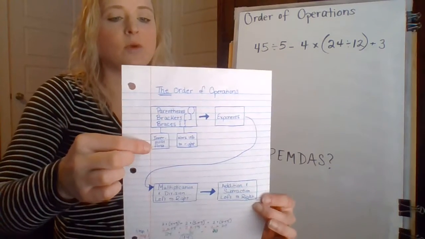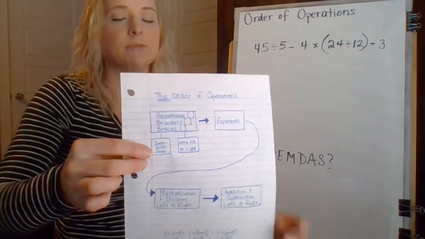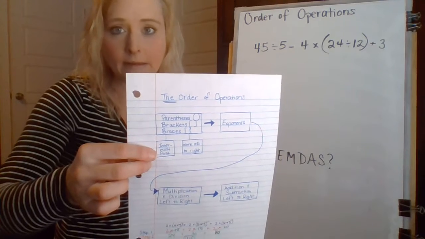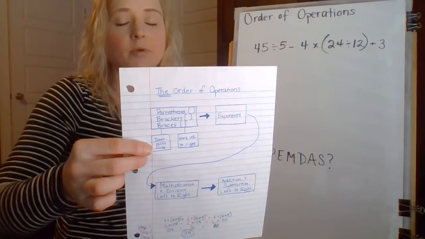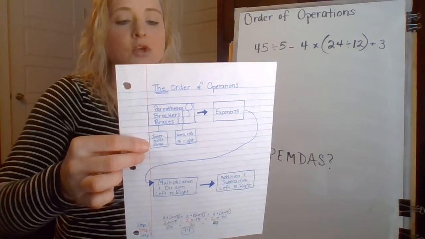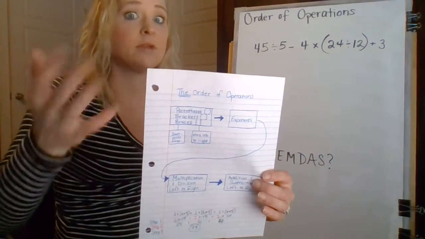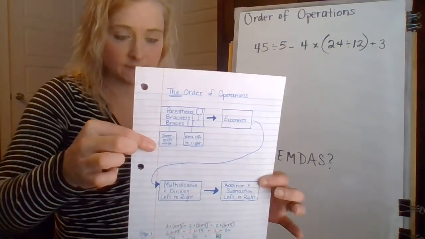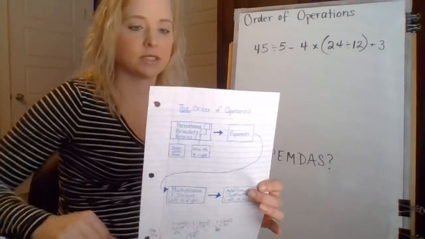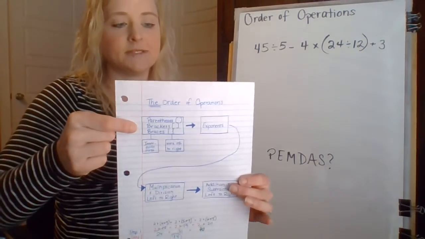And just briefly, when we do see parentheses, brackets, and braces, and let's say you see more than one parentheses, brackets, or braces, you always work from left to right, or if you see a parentheses within a parentheses, you always do the innermost parentheses first. But you won't see that on these worksheets, so always do the parentheses first.